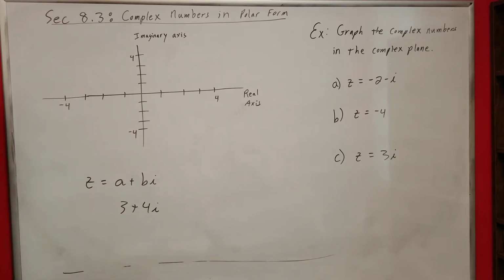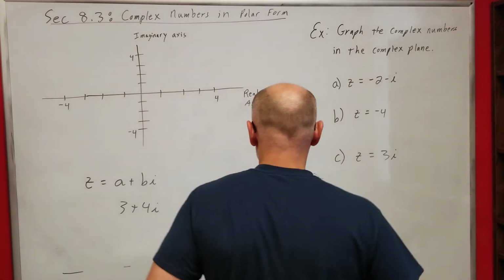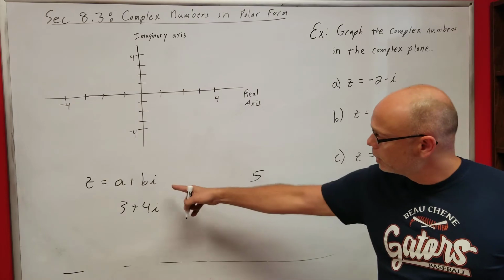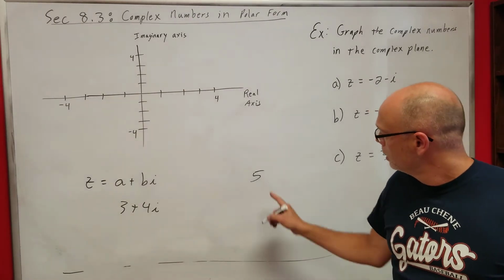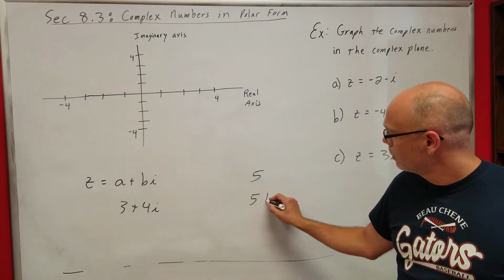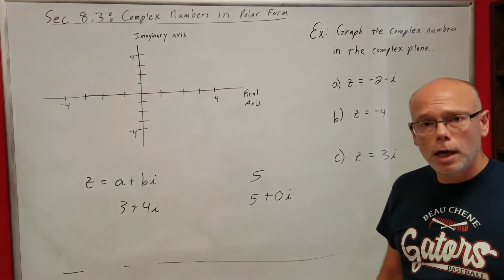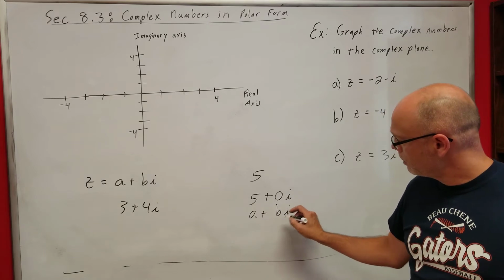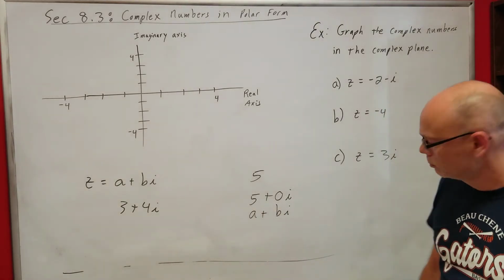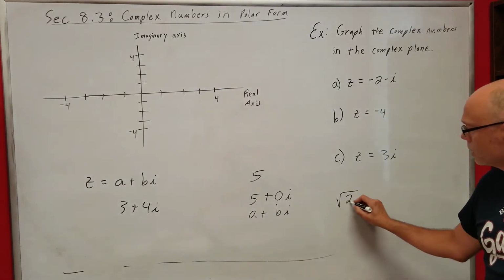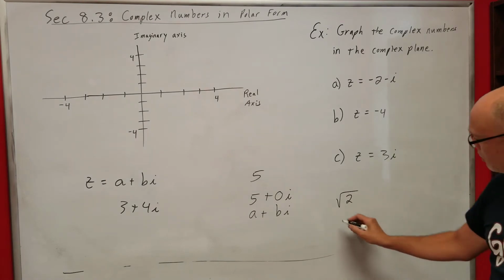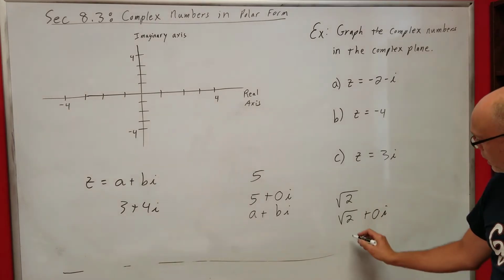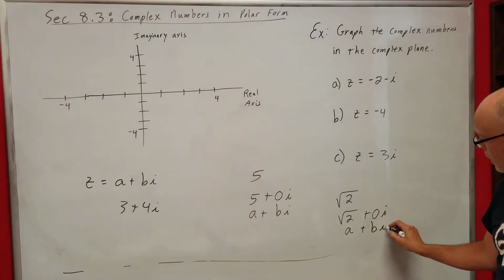Up till now, you've actually been dealing with complex numbers. Let's say the number 5. It's actually a complex number because it can be written as a plus bi. 5 can be written as 5 plus 0i, so a happens to be 5, and b happens to be 0. Also, square root of 2 is a complex number because it can be written as the square root of 2 plus 0i. That's a plus bi, where b is 0.